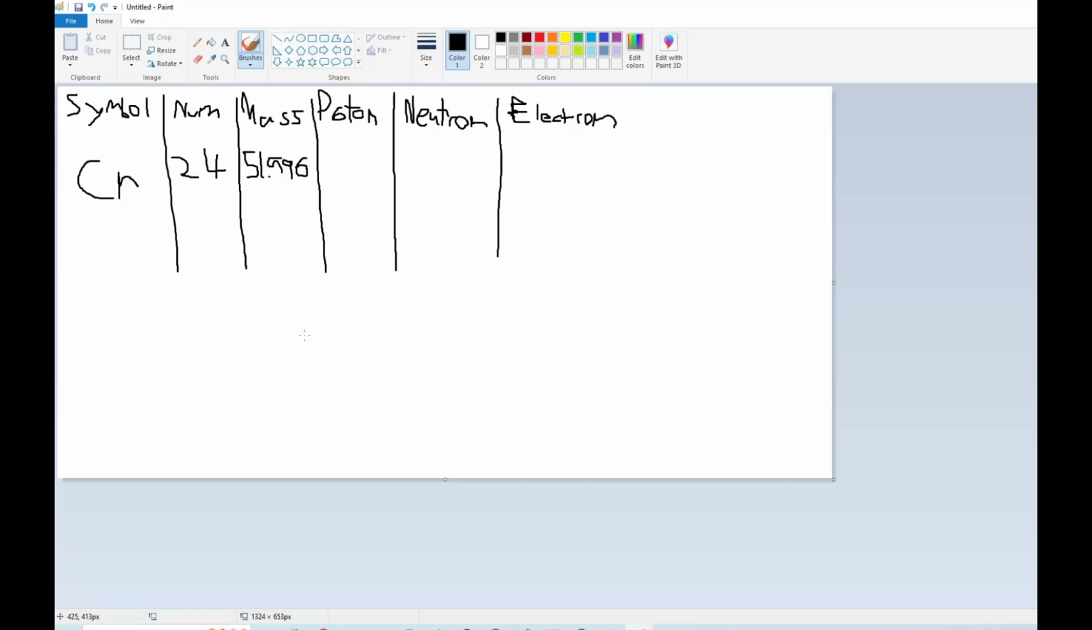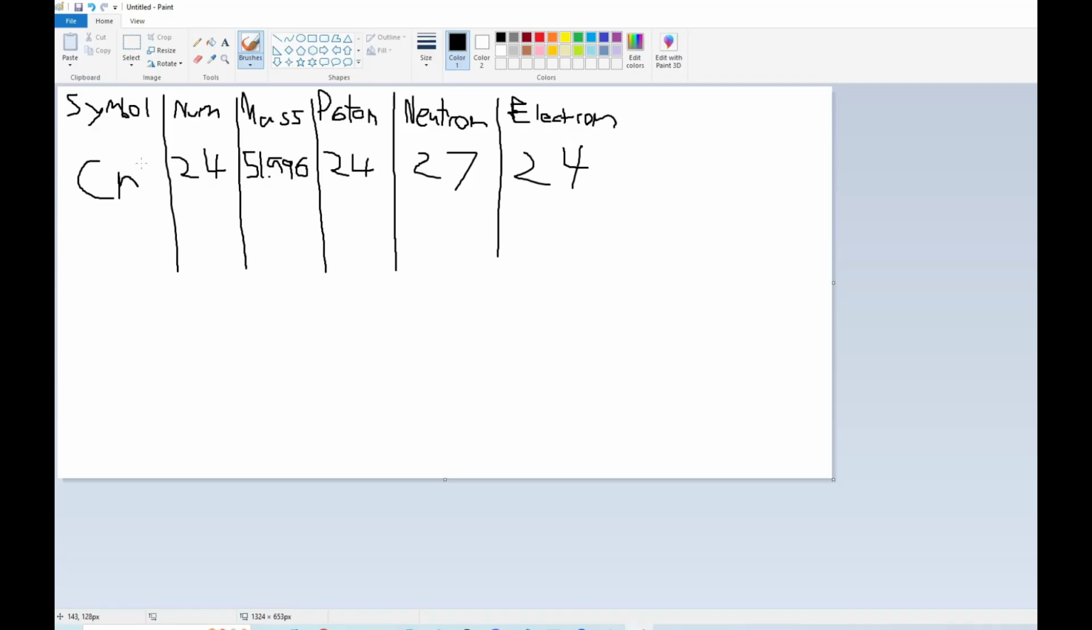The proton count is the same as the atomic number, so we can just copy that over. And then the neutron count is the atomic mass minus the atomic number. So that would be 51, because you always round down, minus 24. And that gives you 27. And then the electron count is the same as the proton and atomic number. You can just copy that over.